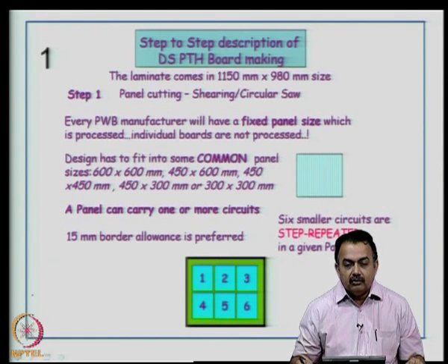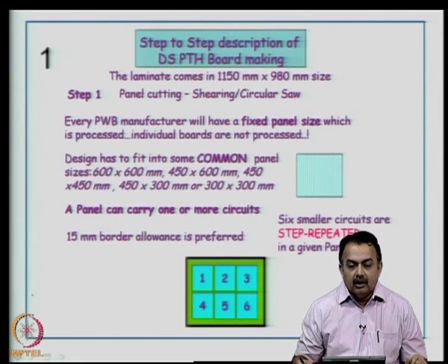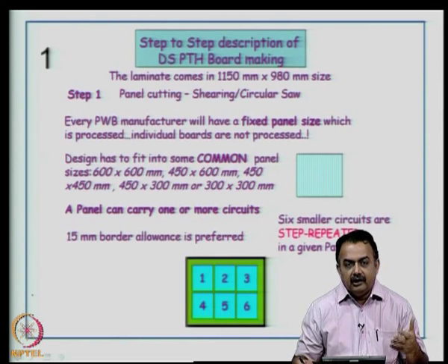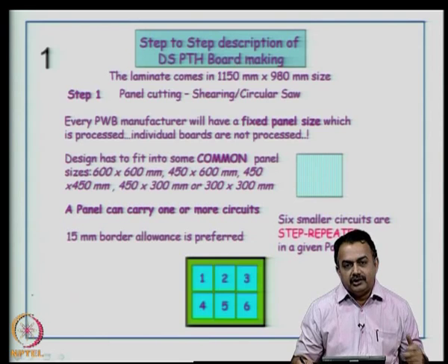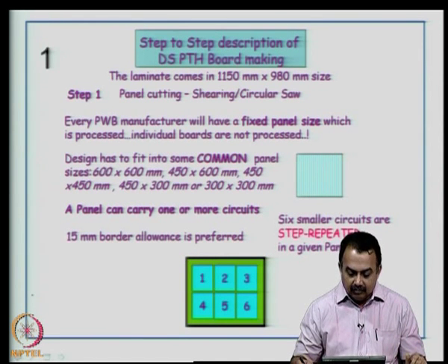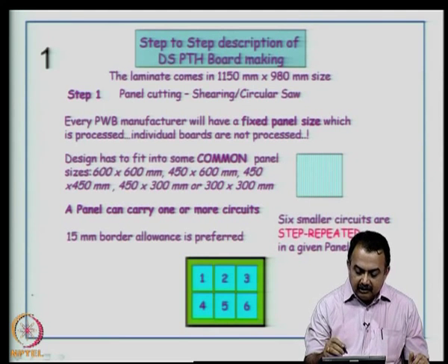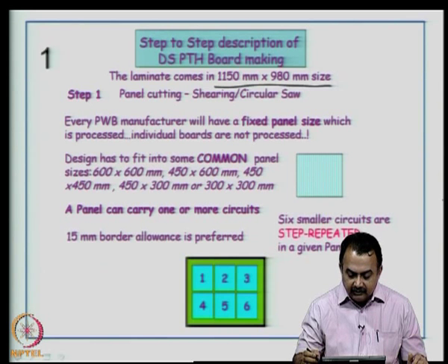Now, I will take you through the process description in much detail, step by step, for a plated through hole double sided board, which again can be replicated for multi-layer boards. Now, the first step in the manufacture is a panel cutting process, followed by shearing using a circular saw. So, the laminate comes in these kind of large panels, 1150 by 980 mm panel size.